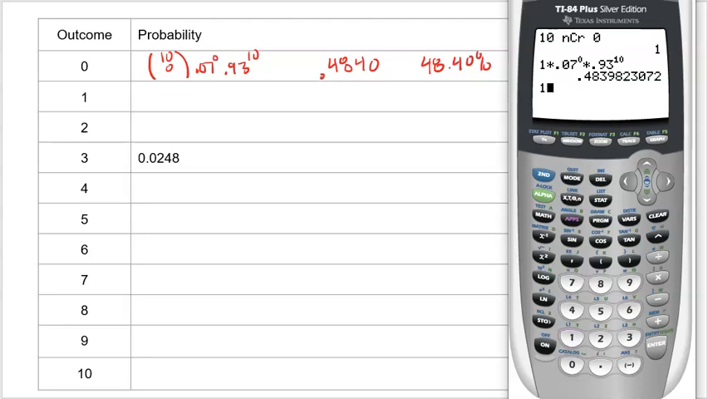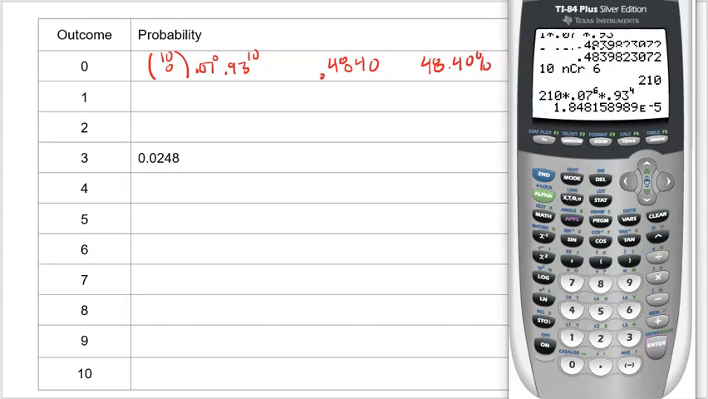Let's pick 6. Back to our calculator. 10 choose 6. That simply tells me how many different ways you could have 6 successes out of 10 trials. So we have 210 different ways times 0.07 to the 6th, 6 successes, times 0.93 to the 4th, 4 failures. 10 trials, 6 successes, 4 failures, 210 total different ways that you could have 6 check marks and 4 non-check marks. Here's the probability.